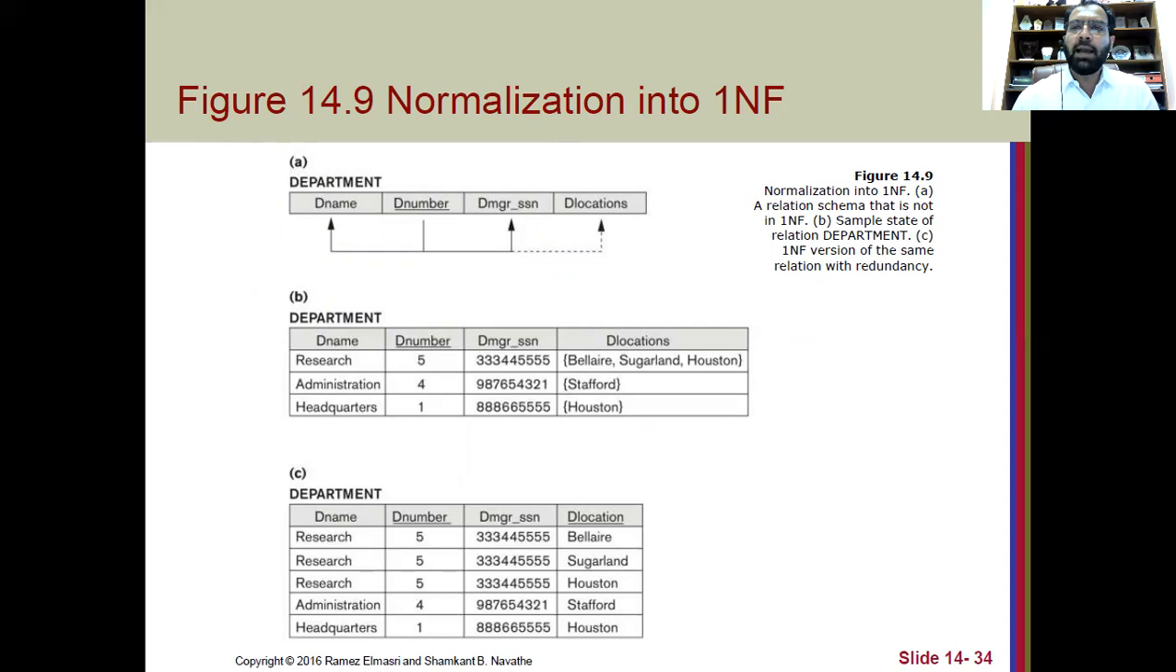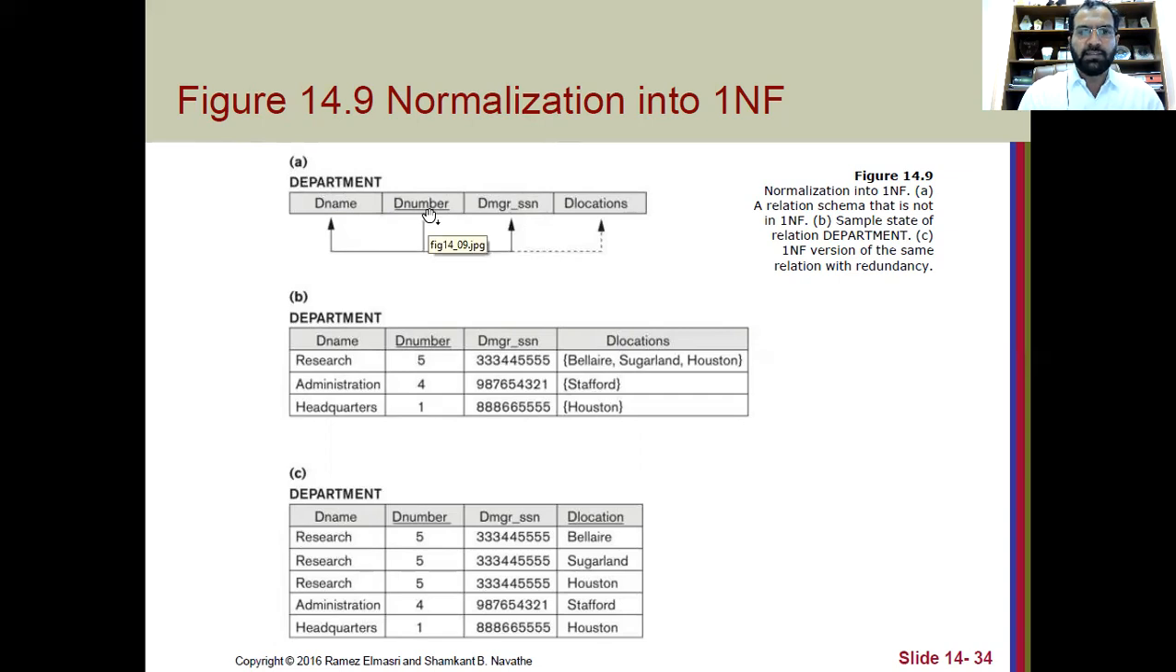Let's see, you have the first relation. There are three relations, and all these three relations are actually a department relation. So let's see what A is. In the A relation, we have four attributes. You can see over here: D name, D number, department manager SSN, and department locations.